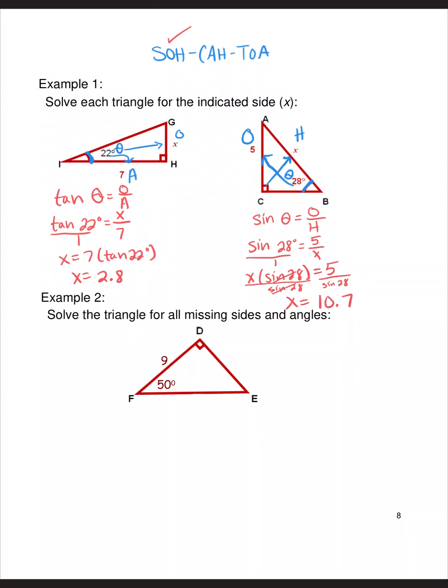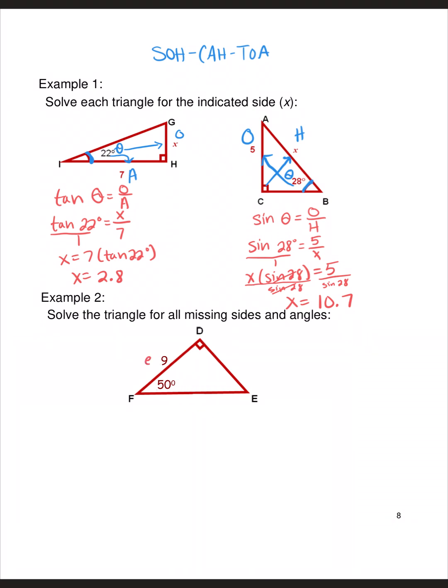So this is the big takeaway: whenever we're given a triangle and we're trying to find a missing side, we have to decide which trig ratio we are going to use based on the side lengths that were given to us, and then plug into that trig ratio and cross multiply to determine what the unknown is. So our last example today is we're going to solve the triangle for all missing sides and angles. Okay, so all missing sides and angles. Well, what has been given to us?